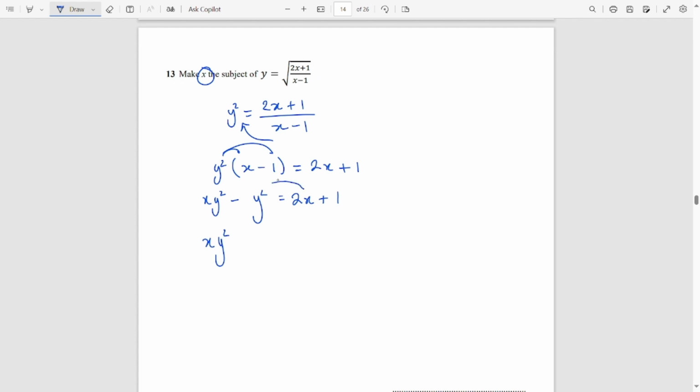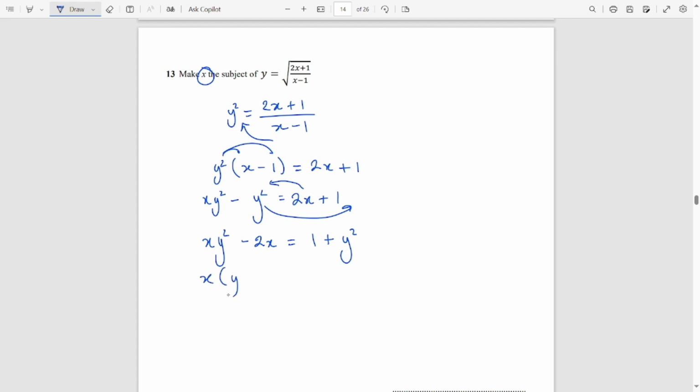And I'm going to take this minus 2x onto the other side, so it'll become minus 2x. And then I'm going to leave the 1 where it is, and then I'm going to take this y squared onto the other side, so it'll become plus y squared. And so now you can see everything that has x in is on the left, everything on the right has no x. Now we factorize x out of the left.